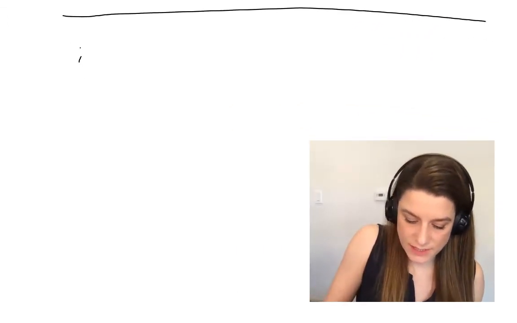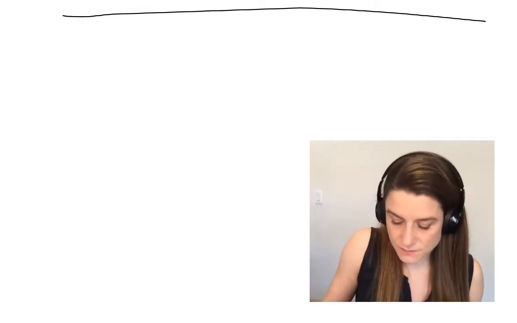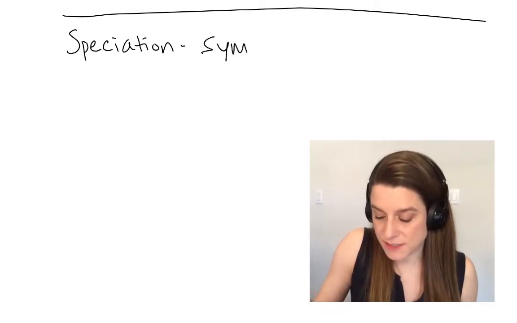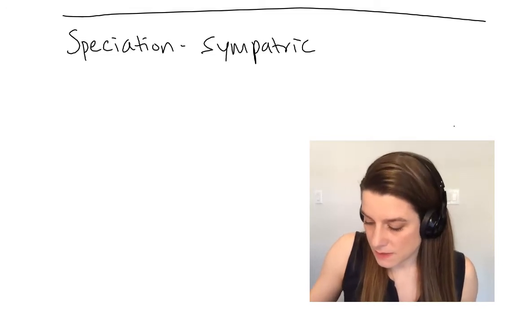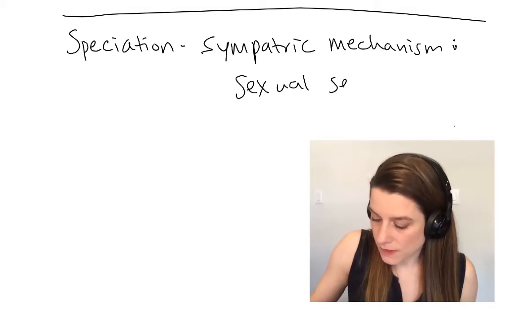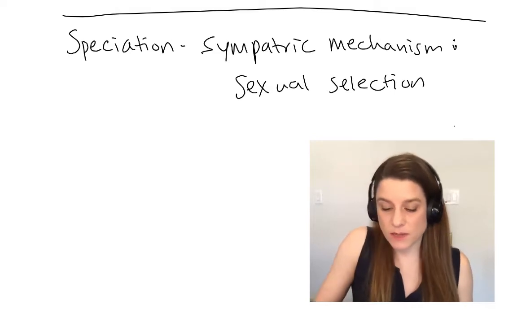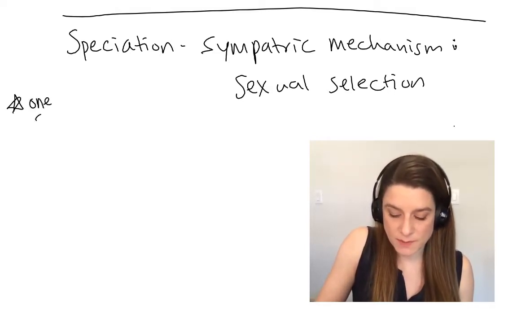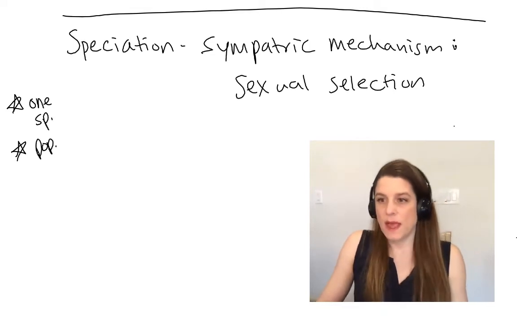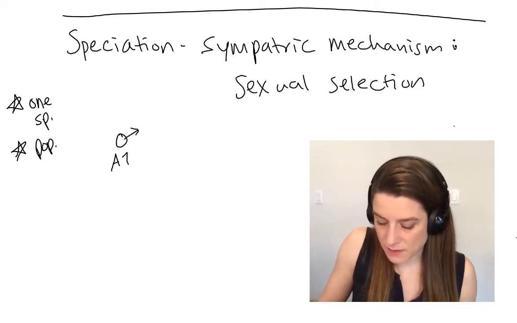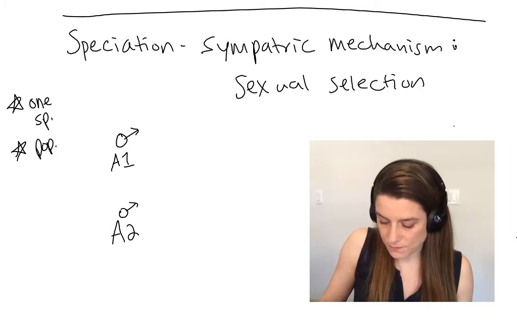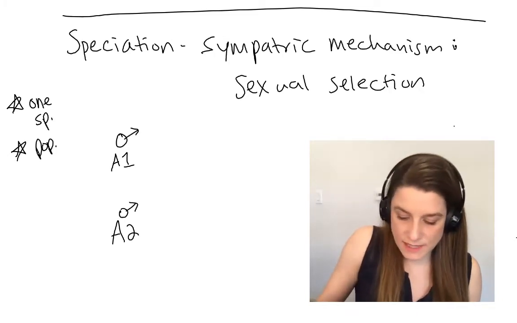Now let's look at sexual selection in the context of speciation, and specifically sympatric speciation. Again, sexual selection. Okay, so again, we're talking about one species in one population. Okay, and again, we're going to have an A1 male, and we'll draw it further down, an A2 male. Okay, and we'll have some females. So let's say this A1 male.